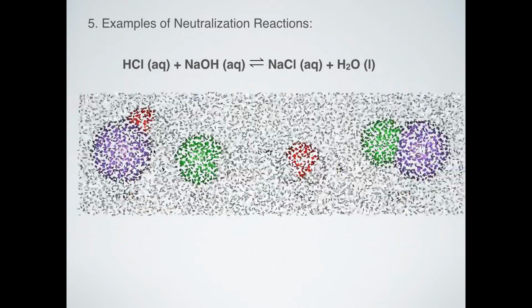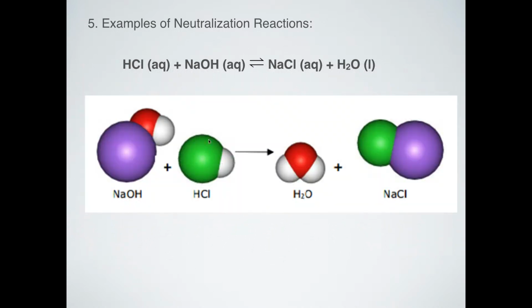Okay, so if you were to look at this in picture form, it's a little bit more clear. You can see that we have this gigantic chlorine, this green thing, and this gigantic sodium that's purple. When you mix them together, you make your NaCl, that's salt. And then you can see that just a hydrogen pops off from this HCl and it attaches to this oxygen. And now you get H2O.